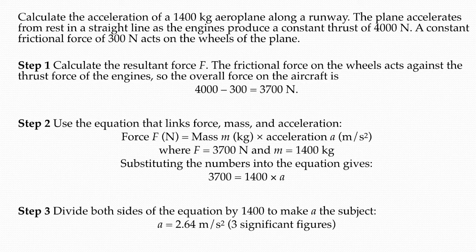The first step is to find the resultant force. We have 4,000 newtons acting forwards, but we have to subtract 300 newtons due to friction, giving us a total forward force of 3,700 newtons. So we have the force now, we also have the mass of the aircraft, and we're trying to find acceleration. If we divide the 3,700 newtons of force by the mass of 1,400 kilograms, we will find the acceleration, and the acceleration is 2.64 meters per second squared.